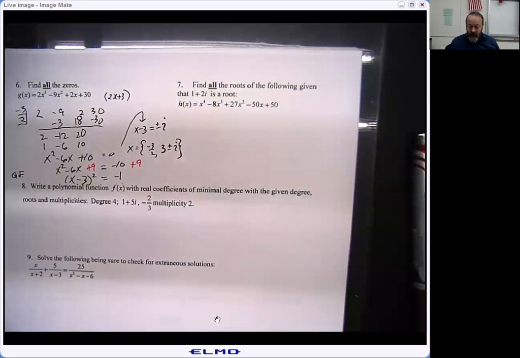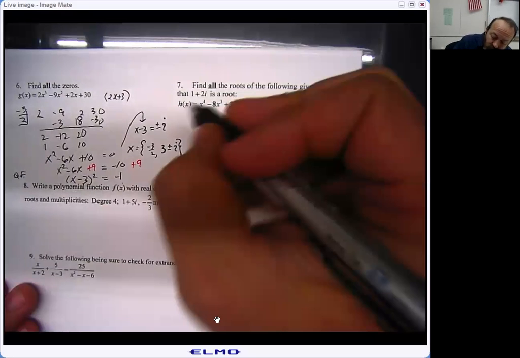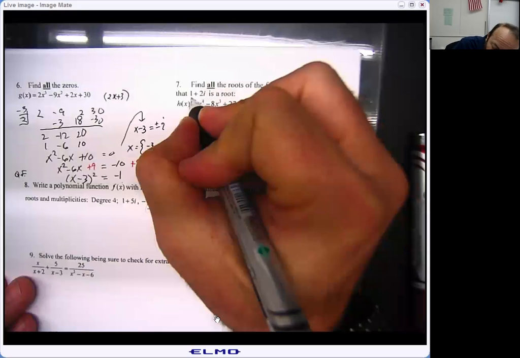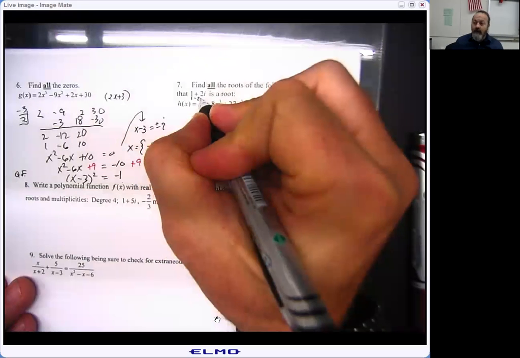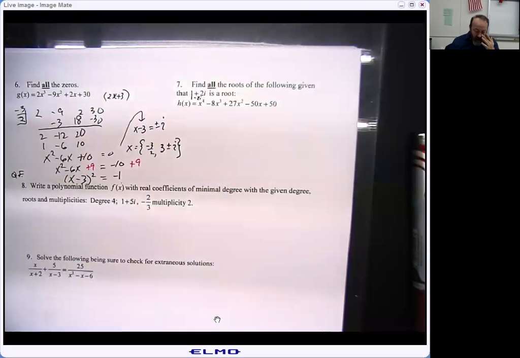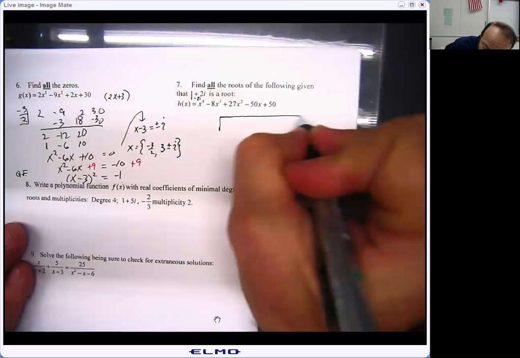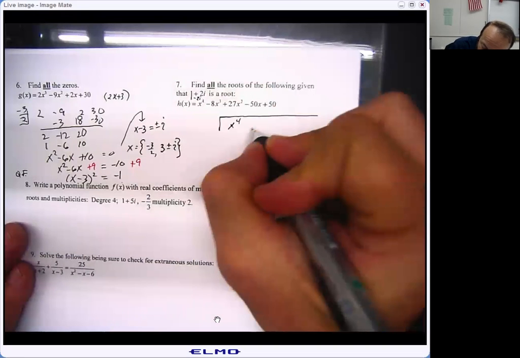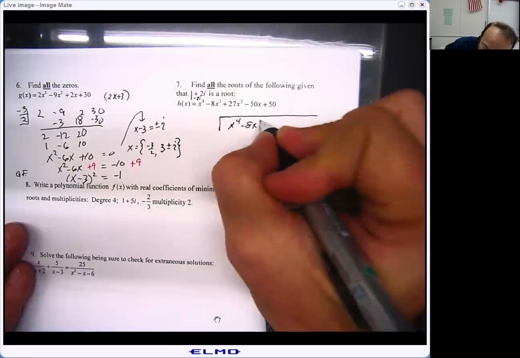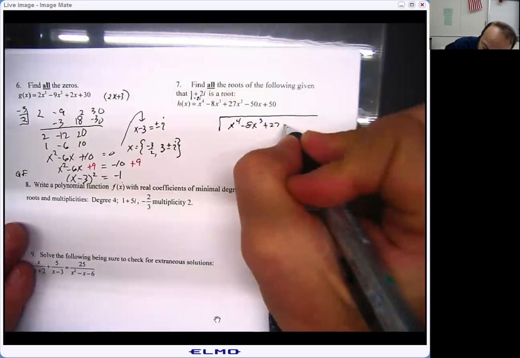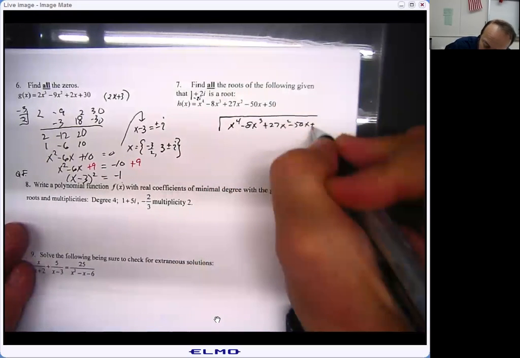Now, number 7, I kind of gave you a little bit of an out here, because it actually tells me right off the bat that 1 plus 2i is a root. So out of the 4 roots, I've actually already given you 2 of them, because as soon as you know 1 plus 2i, then 1 minus 2i is also a root by the conjugate roots theorem. So depending on how you like to do that problem, some of you guys have really shown that you prefer the long division to the synthetic. So this time I will go ahead and do that problem using the long division.